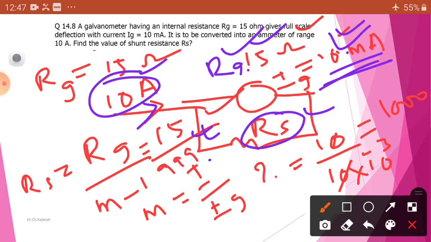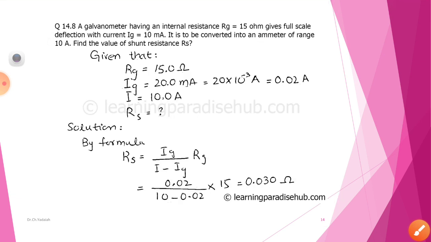Just find it, substitute the value, 15 by 1000 nearly. The current is very, very less. Less than 15 ohms, that should be below 50 ohms. So 15 by 1000, what is the value? You do it. That is an assignment to you. Next class we are going to submit this problem with clarity. So this is a problem.